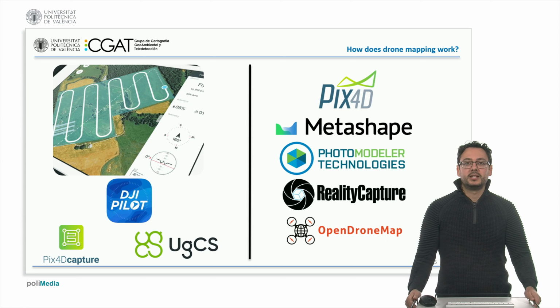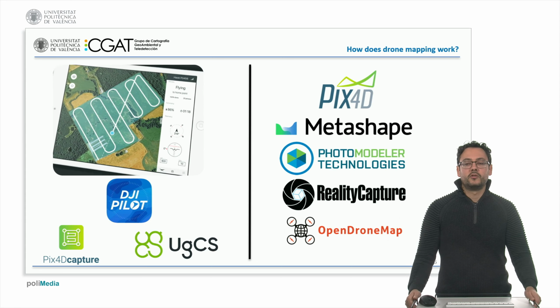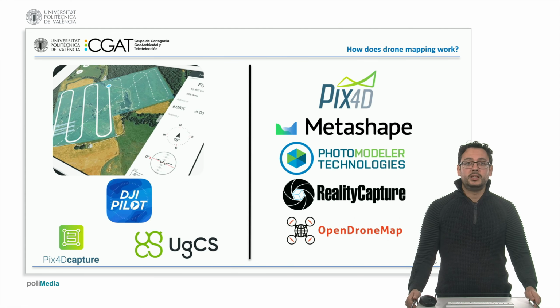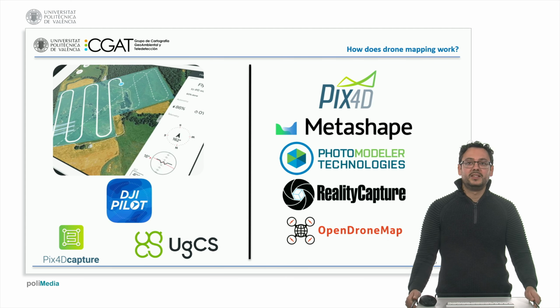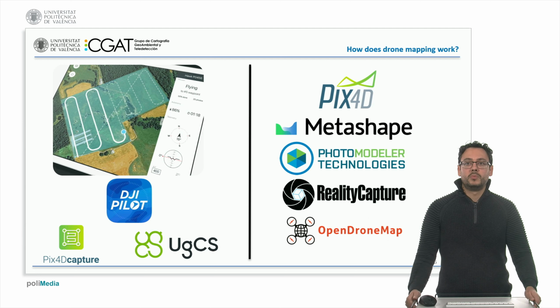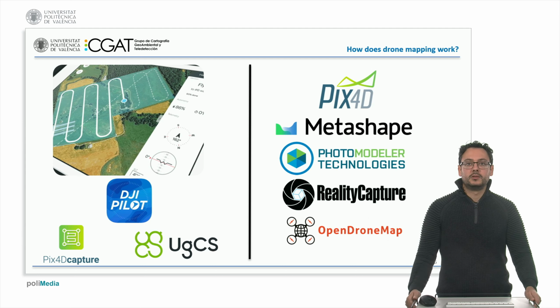Afterwards, the dataset undergoes processing in photogrammetric software such as Pix4D, Agisoft Metashape, Photomodeler, Reality Capture, or OpenDroneMap. These software solutions allow users to generate different products such as orthomosaics, point clouds, or 3D models. Some projects may involve a post-processing phase, where it is possible to refine these products into more advanced outputs like vector maps, thin surfaces, and more.